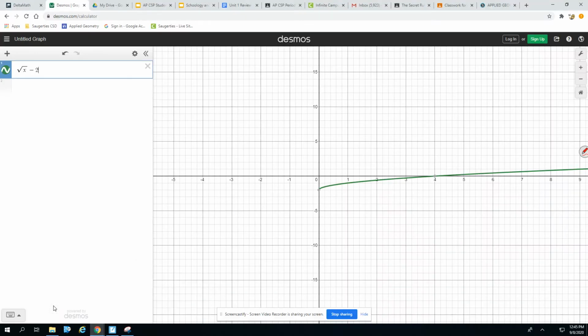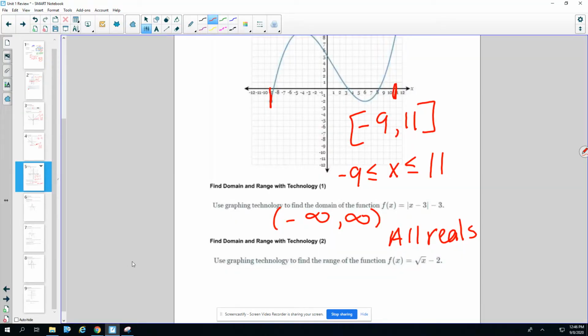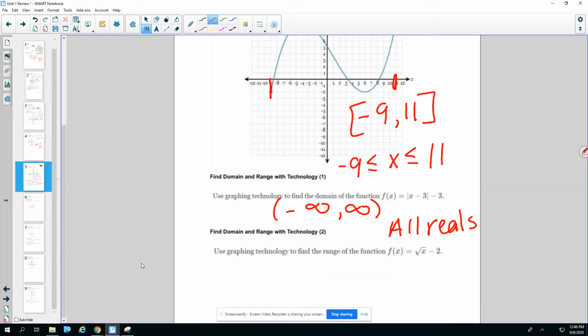So I'm looking at the square root of x minus 2. So range, now we're going in that y direction. So this looks like it starts at -2. Okay, that's my very first y value. And this graph does slowly keep increasing up to infinity. So my range is -2 to infinity. So it touches -2. Remember, infinities always get parentheses.